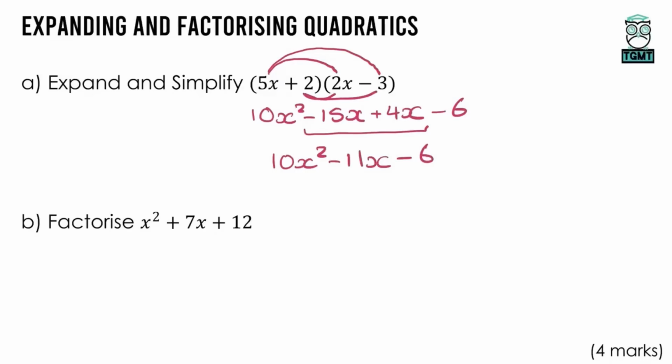And there we go, that's our final answer, and typically most double brackets will look like this when expanded. They will usually be in this format where we have an x squared piece, an x in the middle, and a number at the end.